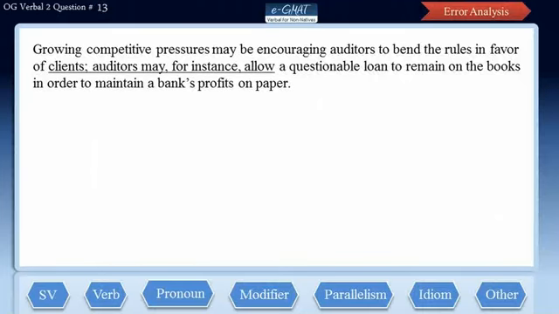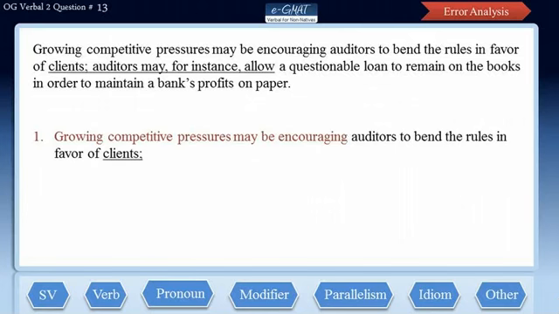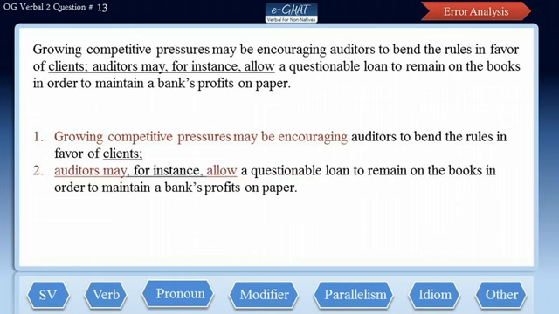Now let us evaluate the errors in this sentence by splitting it into smaller clauses. So here comes our first clause. Growing competitive pressures may be encouraging auditors to bend the rules in favor of clients. Here, growing competitive pressures is the subject and may be encouraging is the verb. After the semicolon, we have another clause that reads, auditors may, for instance, allow a questionable loan to remain on the books in order to maintain a bank's profits on paper. Here, auditors is the subject and may allow is the verb.